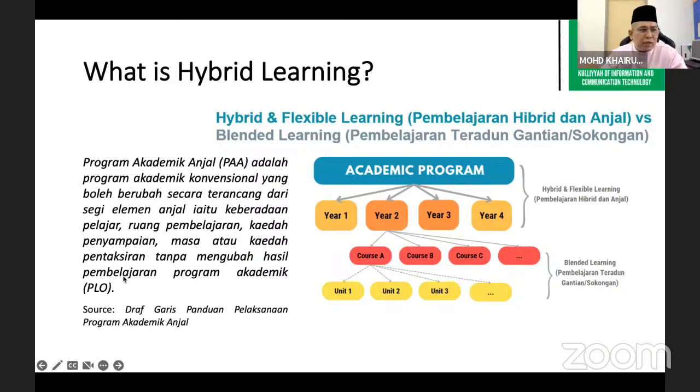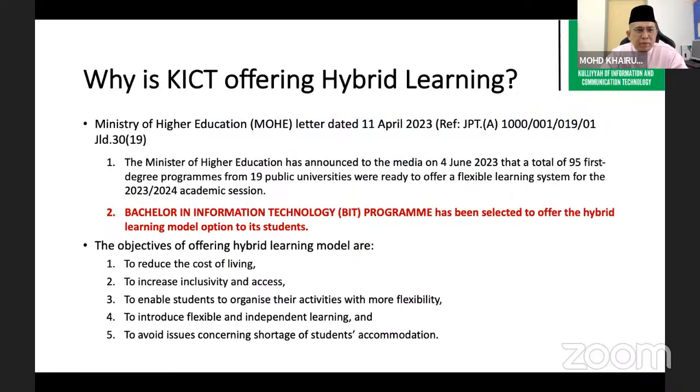So any courses that we have have our PLO, program learning outcome. So basically the Anjal program is more about the flexibility for students to be in the kuliah or in the university, and they are also allowed to learn online, from home. So this is what hybrid learning is, as explained by the ministry.